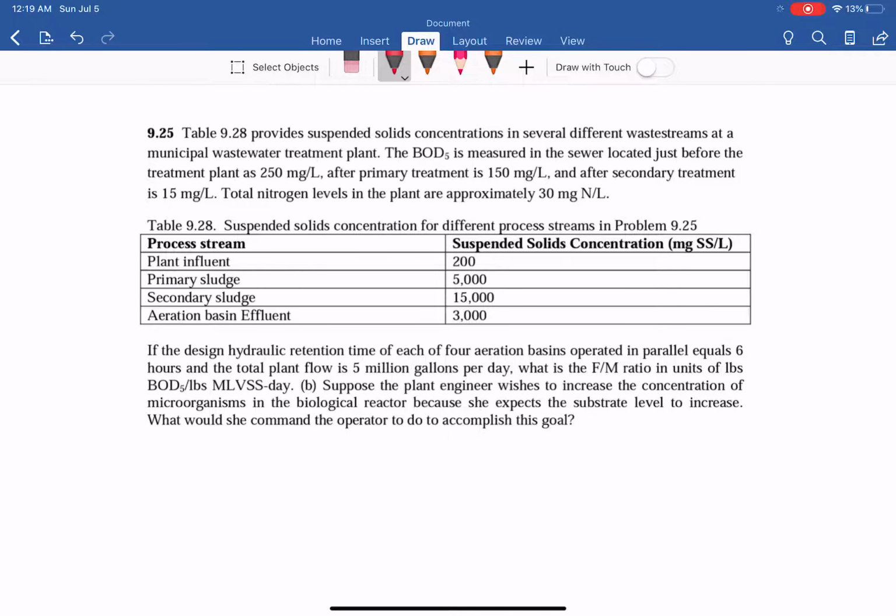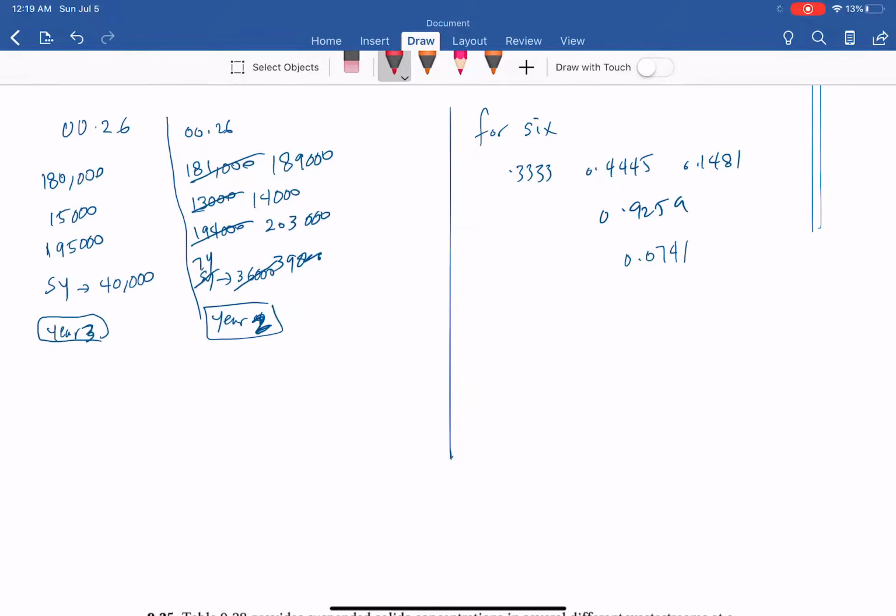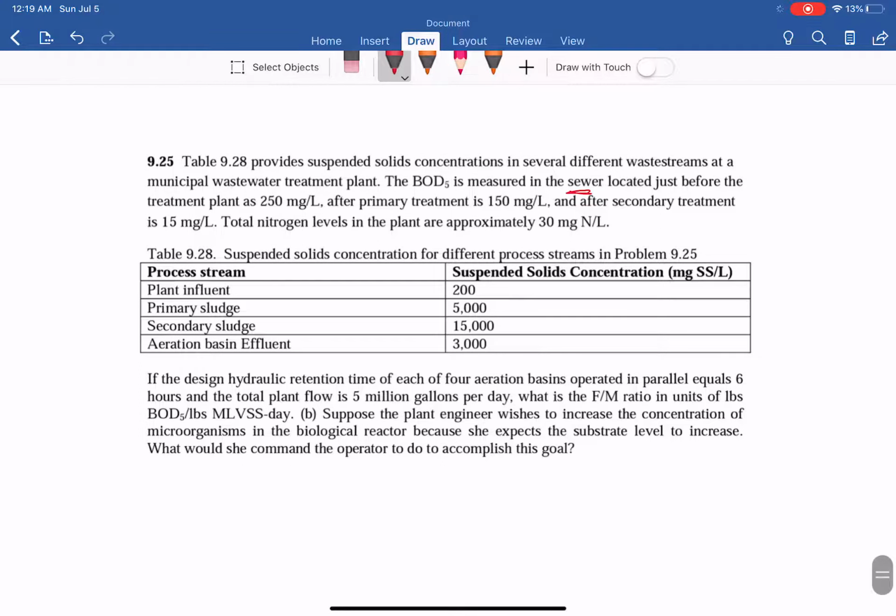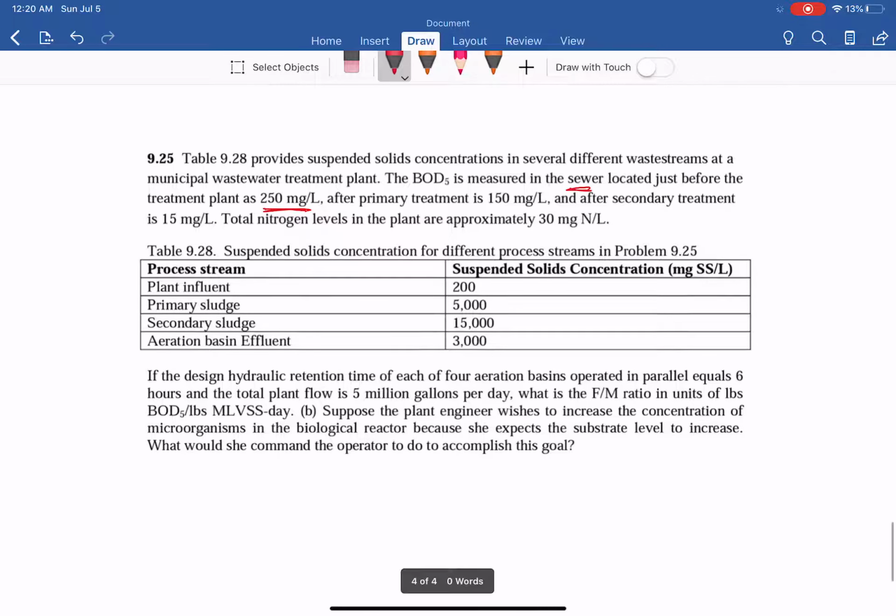This table, 928, provides suspended solids concentration in several different waste streams at the municipal wastewater treatment plant. The BOD5 is measured in the sewer located just before the treatment plant. Okay, so just before the treatment plant is 250 milligram per liter. This is the BOD5 before entering the treatment plant.